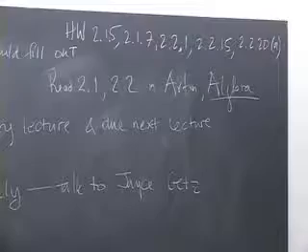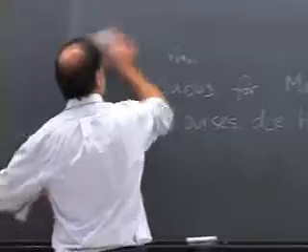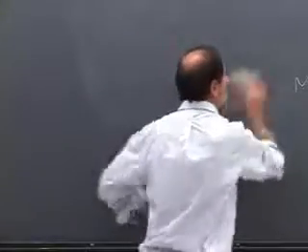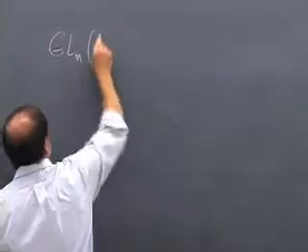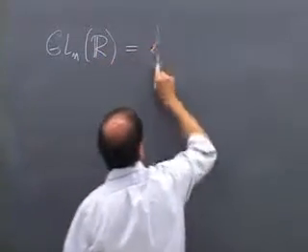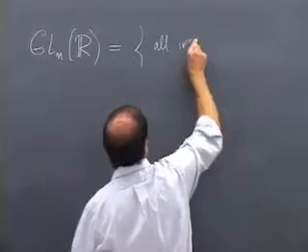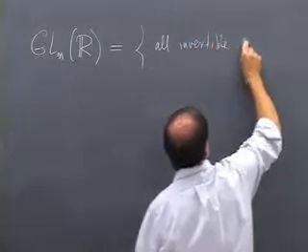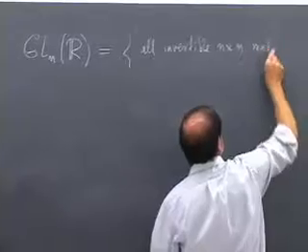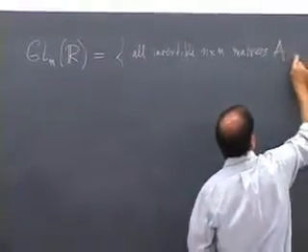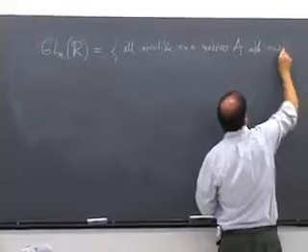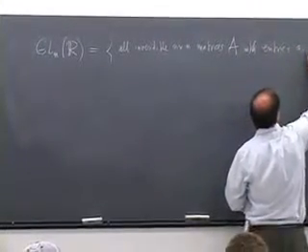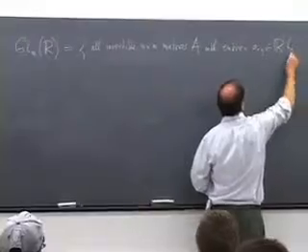Okay, so let's get to the lecture now. Last time, I reviewed some concepts from linear algebra and defined our first group, which was the group I called GL_n(R), the set of all invertible n by n matrices A with entries a_ij in the real numbers.